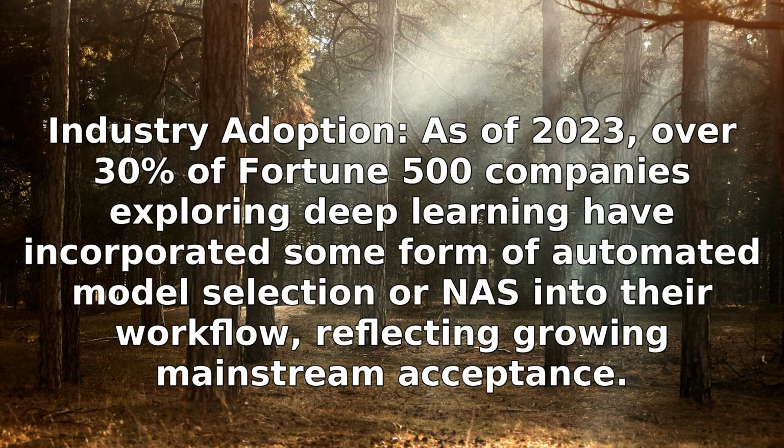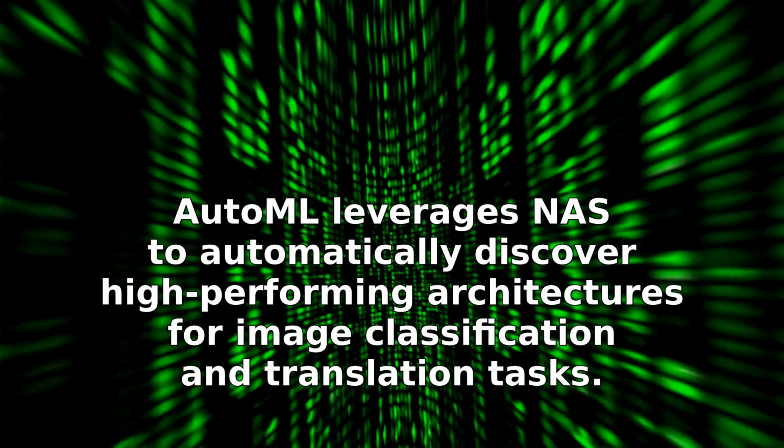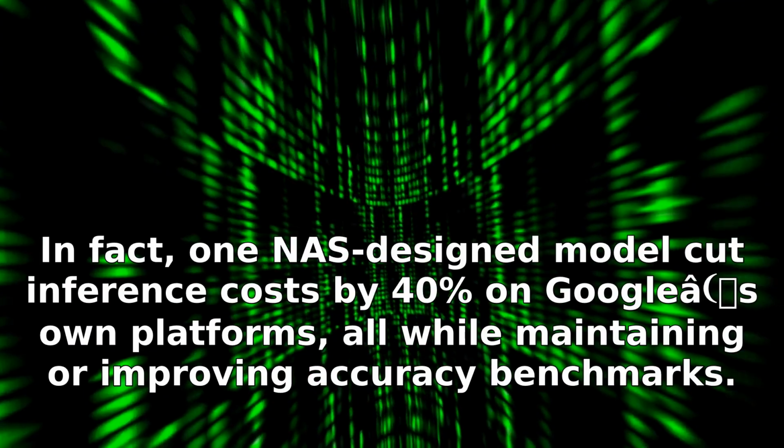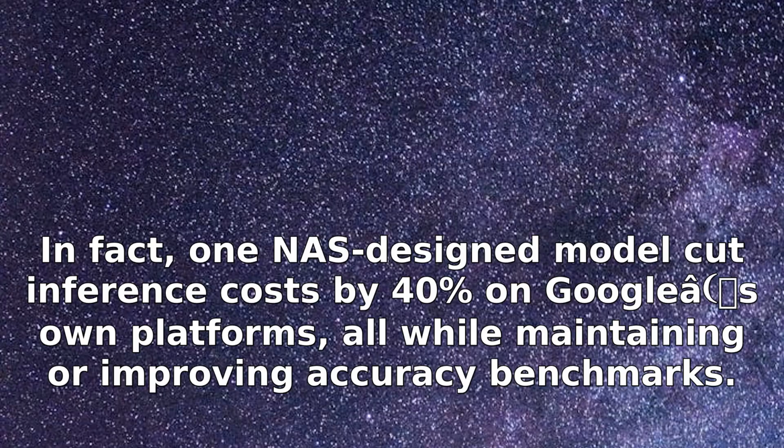Real-world example. AutoML and NAS in action. Let's revisit the example of Google's AutoML project. AutoML leverages NAS to automatically discover high-performing architectures for image classification and translation tasks. In fact, one NAS-designed model cut inference costs by 40% on Google's own platforms, all while maintaining or improving accuracy benchmarks. This not only saves time for machine learning engineers, but also brings down operational expenses.